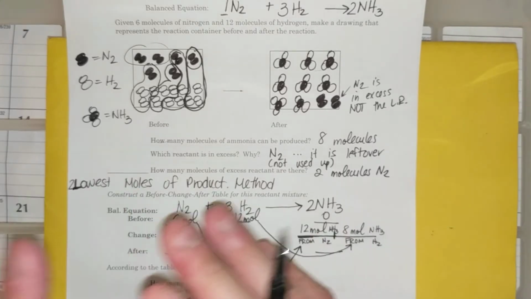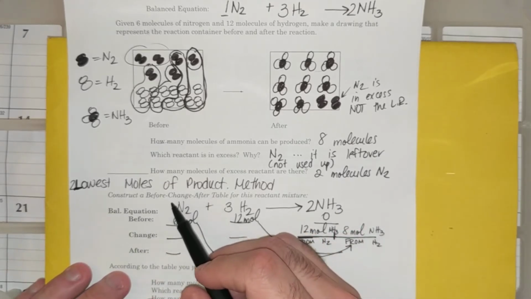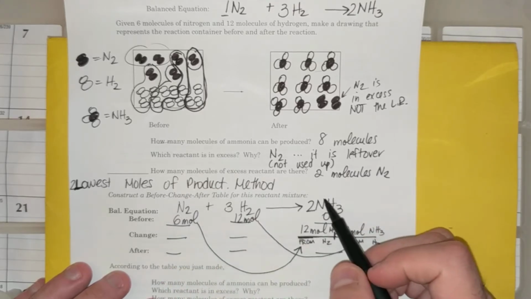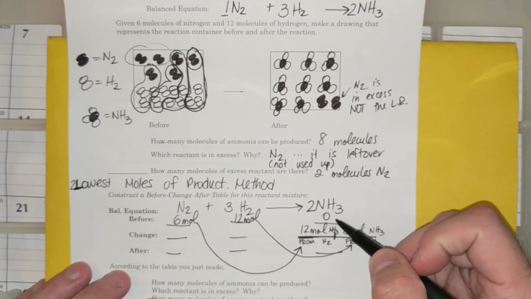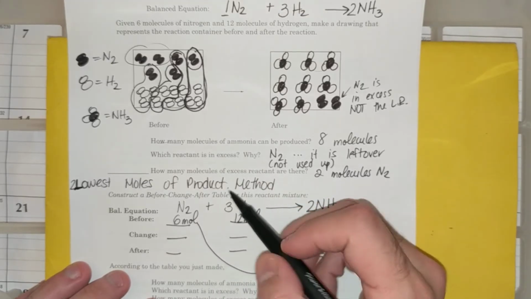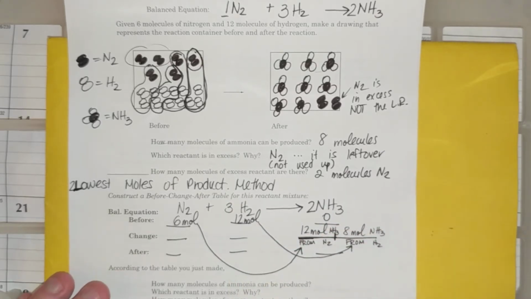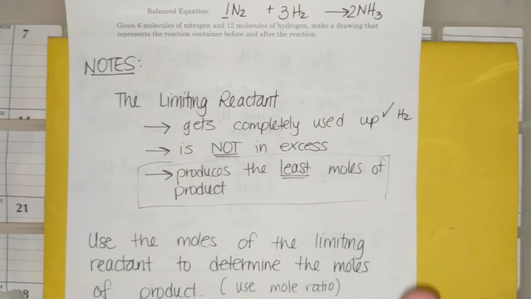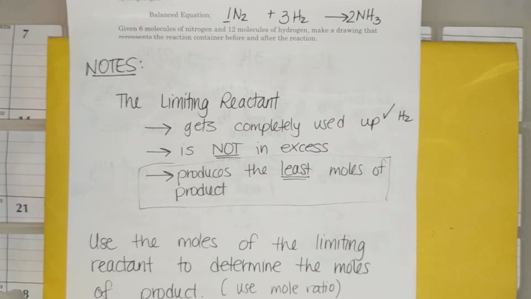So let me make sure I'm clear, this is just work. I didn't do any answers yet. This is not the answer yet. From my mole-to-mole ratio of my reactant N2 to my product NH3, it's 1 to 2. So if I have 6 moles of N2 and I use it up completely, I will make 12 moles of NH3. But if I have 12 moles of H2 and my mole-to-mole ratio is 3 to 2, I actually only make 8 moles of NH3. And so what you're going to do here for limiting reactant is choose the reactant that produces the least moles of product. It's going to limit how much product you can make.